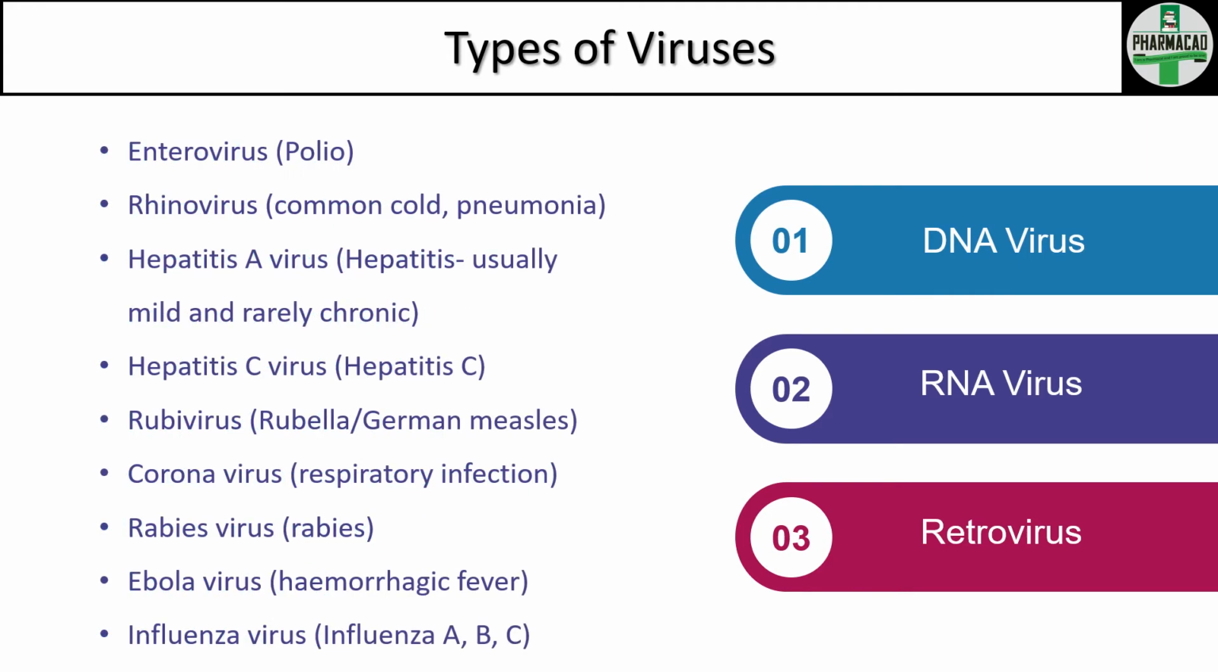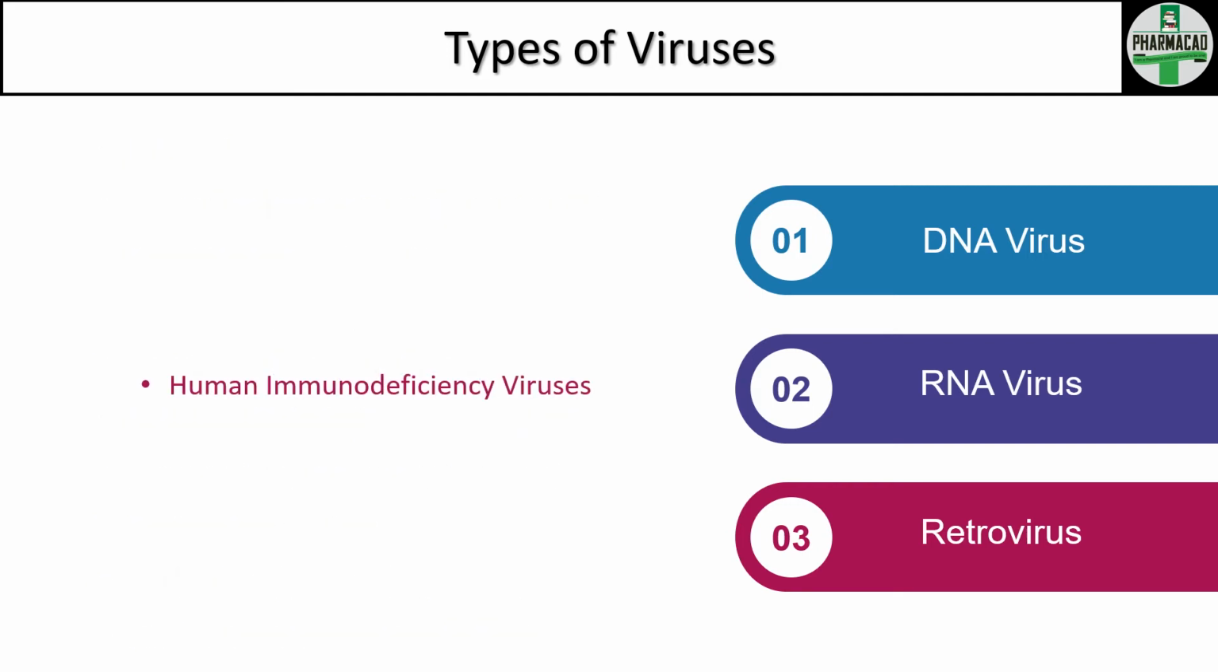The RNA viruses are enterovirus, rhinovirus, hepatitis A virus, whose infection is generally not chronic, hepatitis C virus, rubevirus, coronavirus, rabies virus, Ebola virus, which causes fever associated with hemorrhage, and influenza virus. The retrovirus is human immunodeficiency virus.